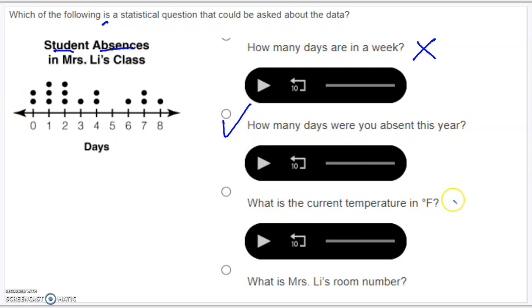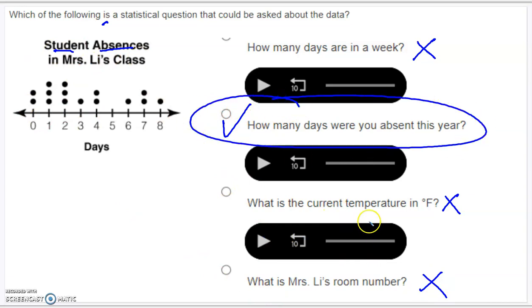What is the current temperature? No, has nothing to do with temperature. What is her room number? No, again, has nothing to do with her room number. So obviously, how many days were you absent this year will vary student to student. Wide variation, therefore it is a statistical question.